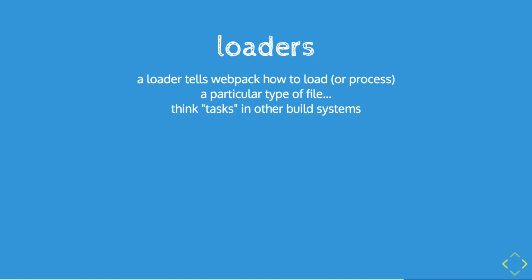So a loader tells Webpack how to load or process a particular type of file. You can think of tasks in the other build tools. Some example loaders are the Babel loader. And the convention there is they all end in -loader. In the config, you used to be able to reference them without the -loader on the end, but that's going away, so now you need to reference them explicitly, so that'll be nice.